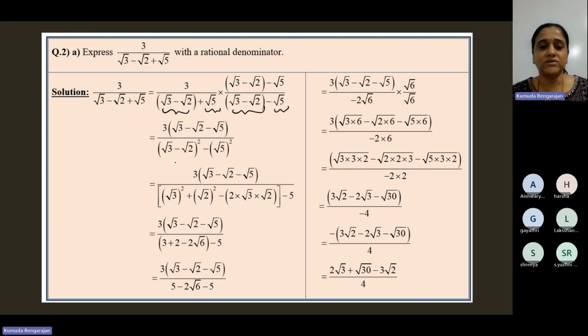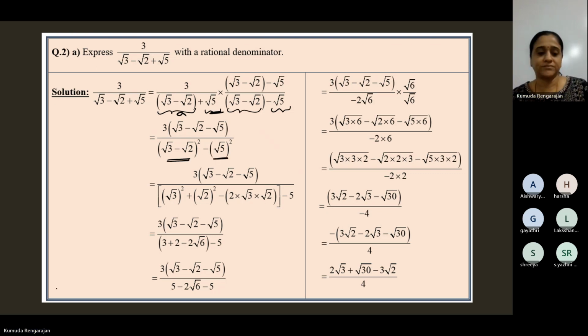So A square. What is A? Root 3 minus root 2 is A. Root 3 minus root 2 is A square minus what is B? Root 5, the whole square. See here, the difference is this one is A, this is B. A plus B into A minus B. This is A square minus B square.